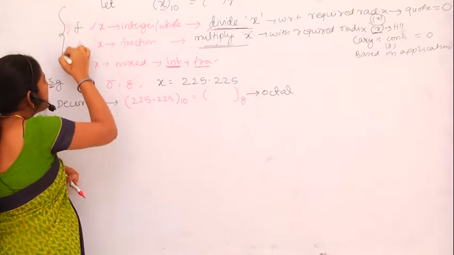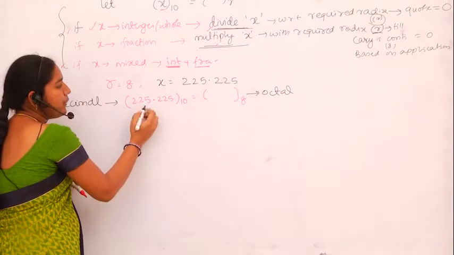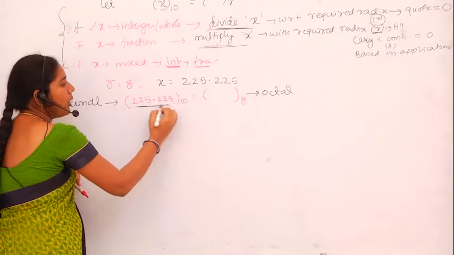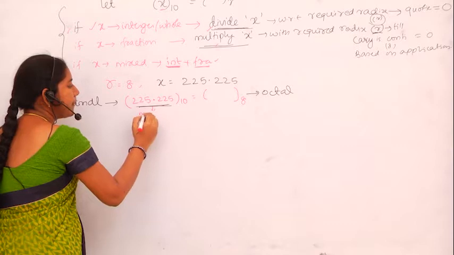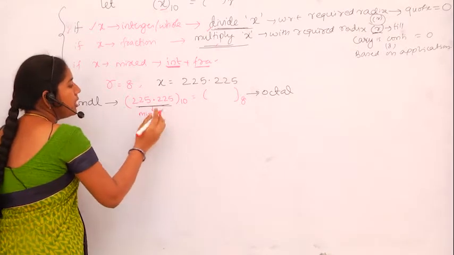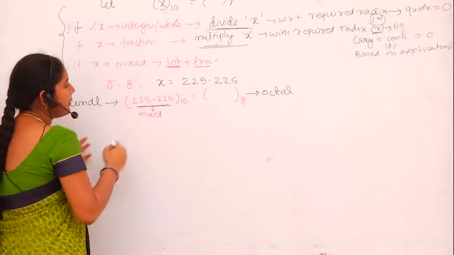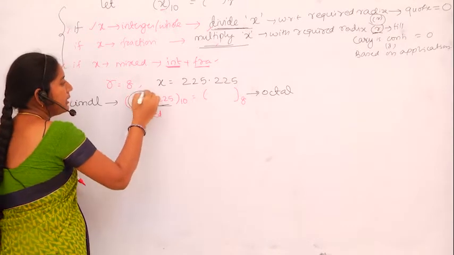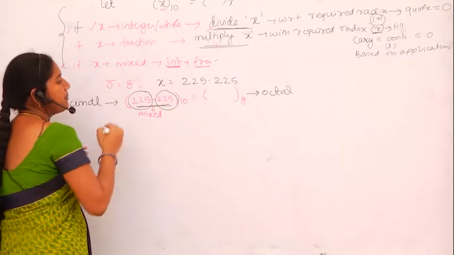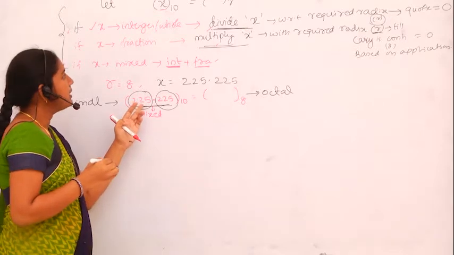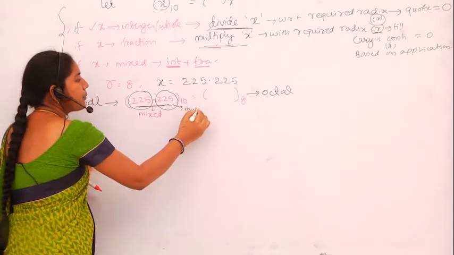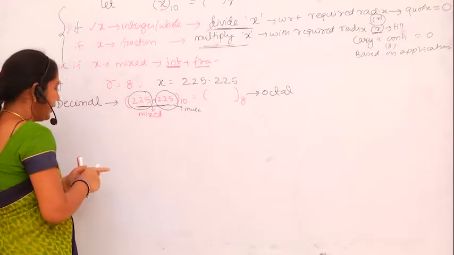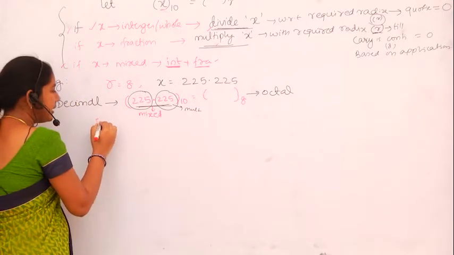Whatever may be the radix value, for conversion of decimal to any, we need to follow this procedure itself. First thing is, we need to check what type of number it is. Here it is a mixed number. As it is mixed, it has an integer part and a fraction part. So we need to do the division for the integer part and multiplication for the fraction part. So first I will consider the integer.